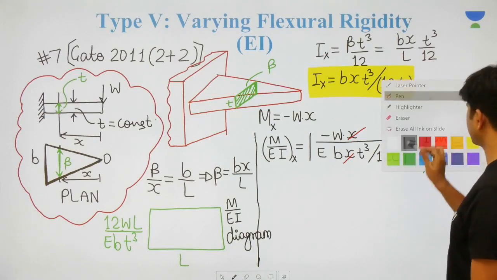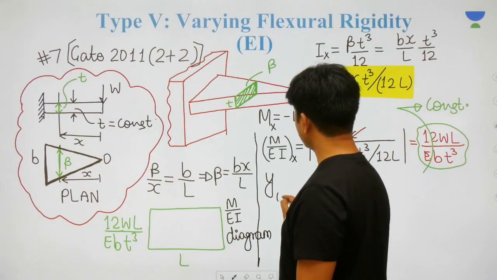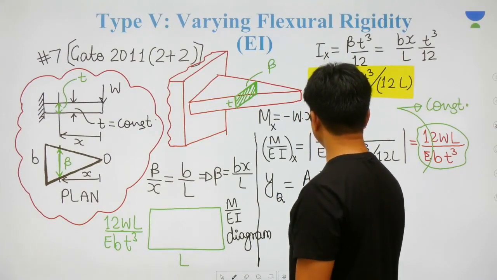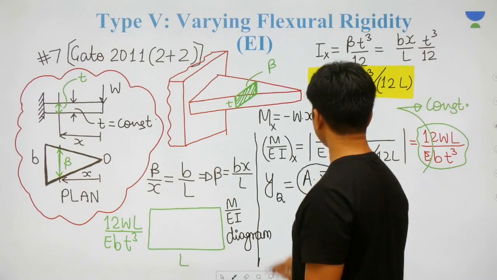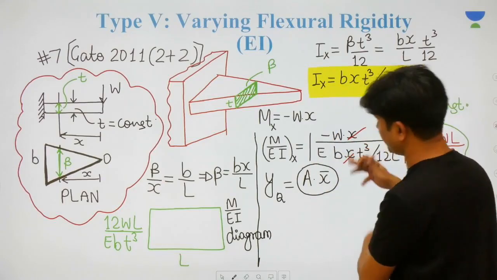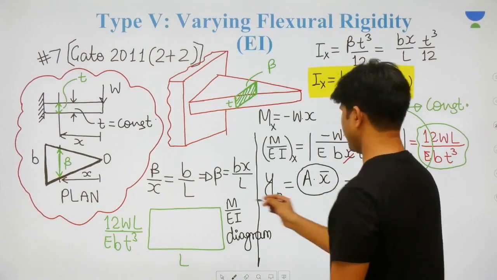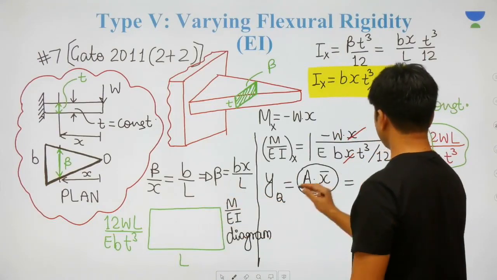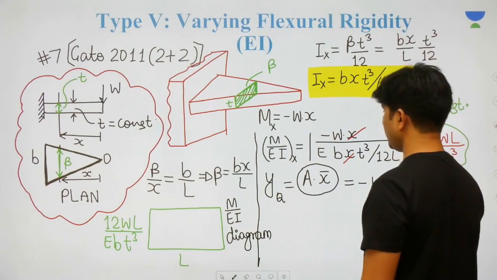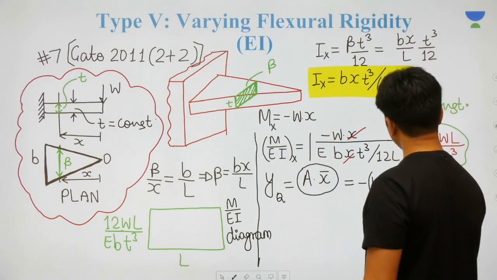Now let us go ahead and use the second theorem. The second theorem is that y_Q is equal to A into x bar, area into x bar. And I'm not dividing by EI because I have already divided by EI in the diagram itself. So we have the area very easily available here. The area is L multiplied by 12WL divided by EBT cube. This is the area.